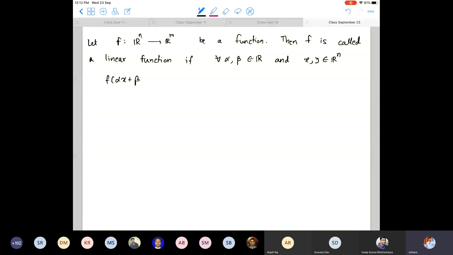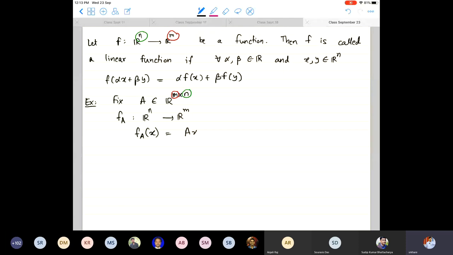And what is the first example of a linear function? The first example of a linear function is: fix a matrix A in R m cross n. Please note how I'm fixing the matrix A. This m is coming here and this n is coming here. So if I fix the matrix A as a matrix in m cross n, then I can define a function f sub A from Rn to Rm. And how do I define it? f_A of x is equal to Ax.